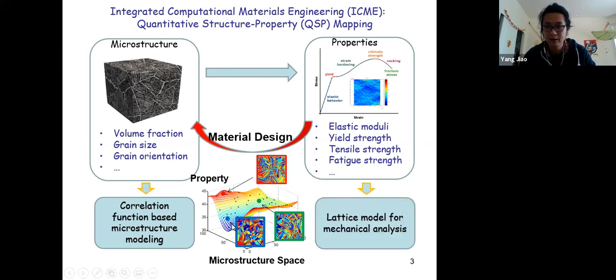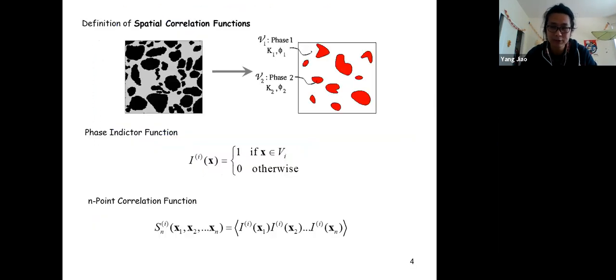The second one is that, now suppose we have this very nice way of searching and representing the microstructure space, another key requirement for the design is that you have to find a tool that can very quickly, efficiently and robustly evaluate the mechanical performance for a given microstructure, for a given material, right? This is where the lattice model for mechanical analysis comes into the picture. So for the rest of the talk, we'll quickly mention both of these tools that, hopefully, make this material design feasible. We'll first talk about the correlation function-based microstructure modeling.